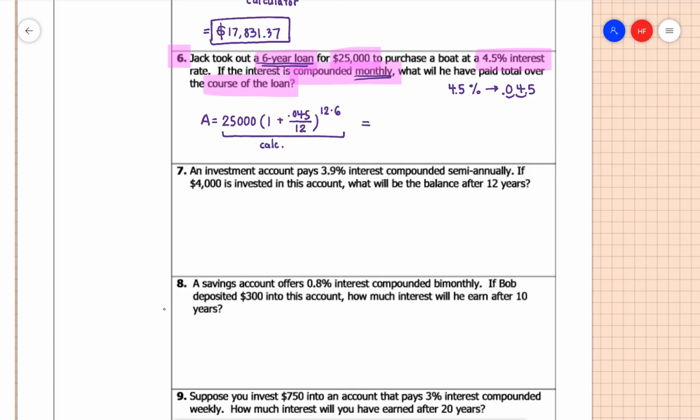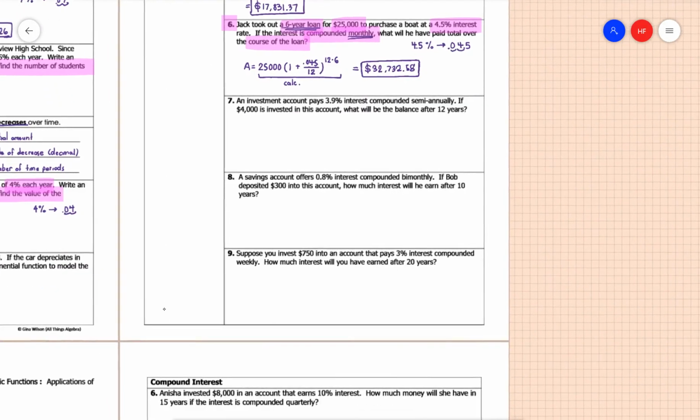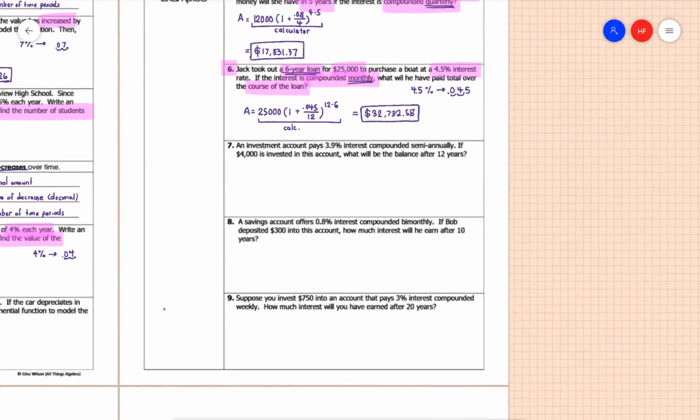And again, you're going to want to plug that entire thing as you see it, as we wrote it, in the calculator. And we get that he will have paid not just $25,000. Because of that interest, he's going to have paid $32,732 with 58 cents. So for that $25,000 loan, he's going to end up paying more than $7,000 just in interest.